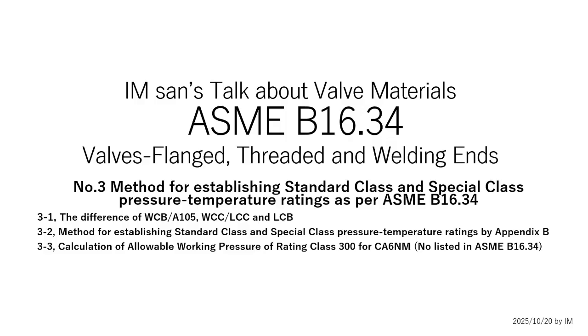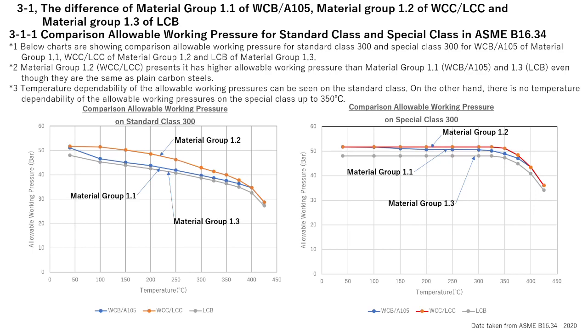Today, this video is number 3 on the method for establishing standard class and special class pressure temperature ratings as per ASME B16.34. We will discuss the difference of carbon steel in material group 1.1, material group 1.2 and material group 1.3.